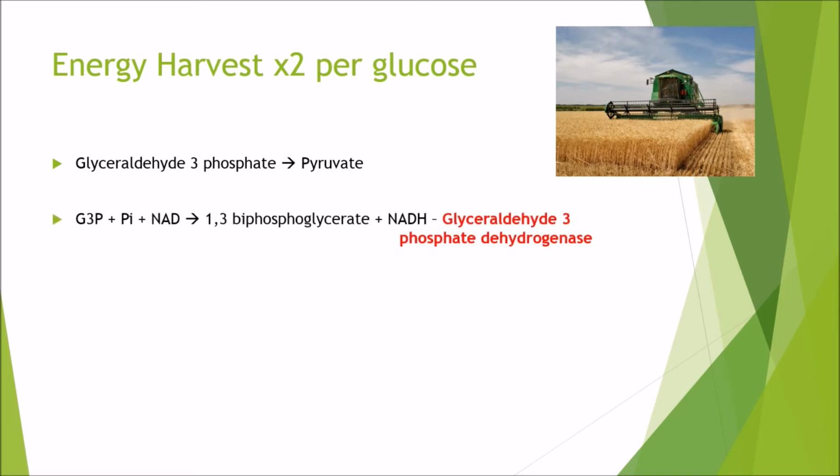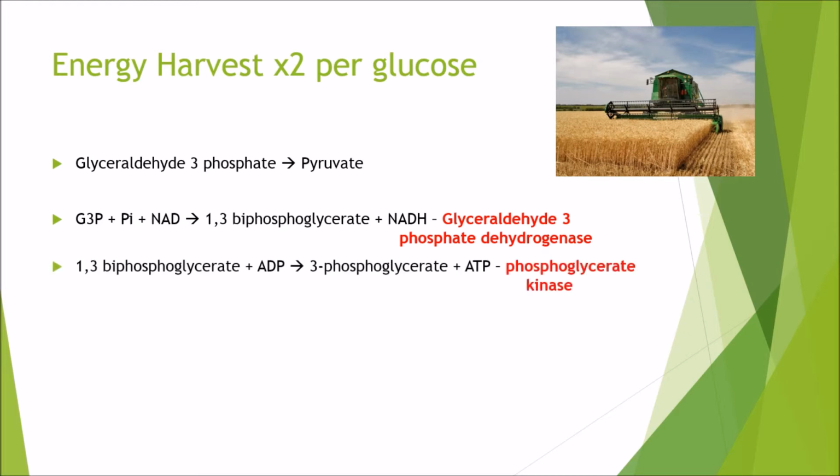So first of all, the G3P, inorganic phosphate and NAD phosphorylates the G3P to form 1,3-bisphosphoglycerate and reduced NAD. And that's catalyzed by the enzyme glyceraldehyde 3-phosphate dehydrogenase. The 1,3-bisphosphoglycerate and ADP is then converted into 3-phosphoglycerate and ATP. Note we are now getting some ATP, so we're harvesting some energy from this. That's catalyzed by phosphoglycerate kinase.